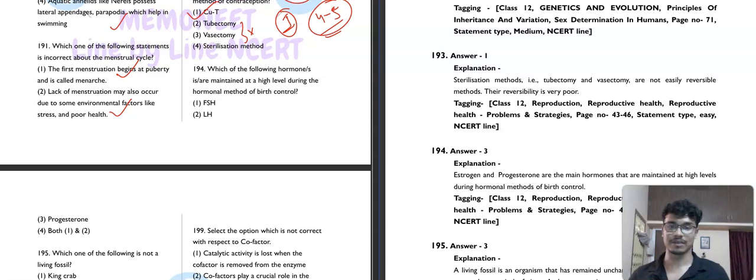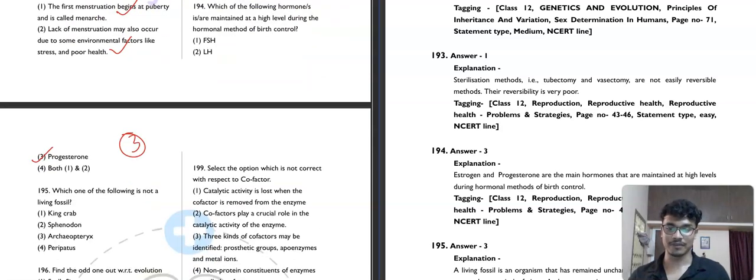Then question number 194. It is saying that which of the following hormones is or are maintained at a high level during the hormonal method of birth control? The main hormone that is basically at a high level is progesterone. Third option, the hormonal method of birth control.